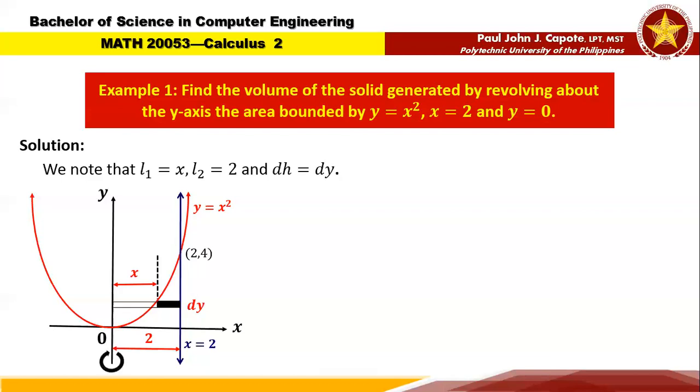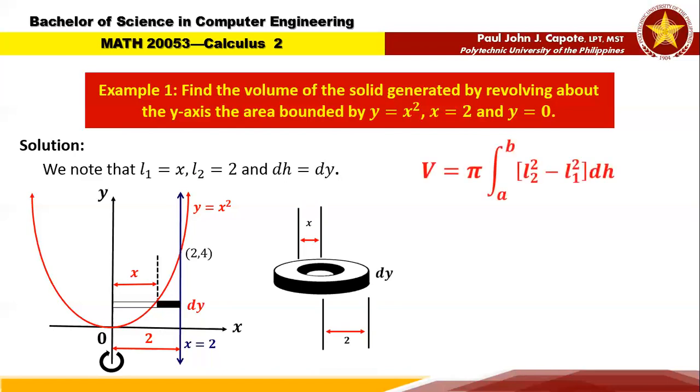If we revolve this rectangular element about the y-axis, we get a solid of revolution known as a washer, whose radius of the inner circle is equal to x. The radius of the inner cylinder is equal to x. And the radius of the outer cylinder, or outer circle, is equal to 2.